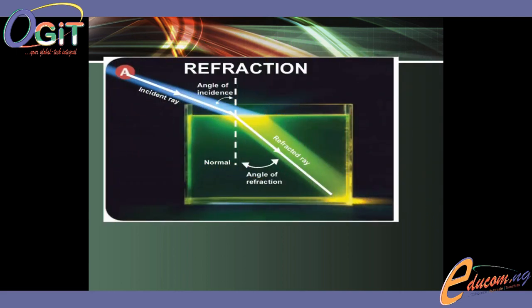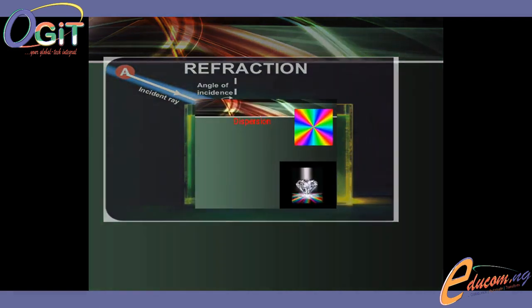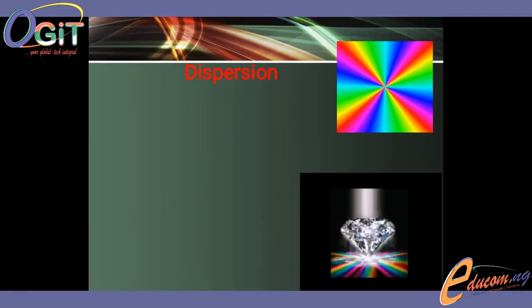A good illustration is a glass prism, where our incident ray, as we all know, is the light that strikes the surface of an object, and light has entered through it, causing it to refract at that angle to our normal line. We have the angle of incidence and we have the angle of refraction, and that is our refracted ray.